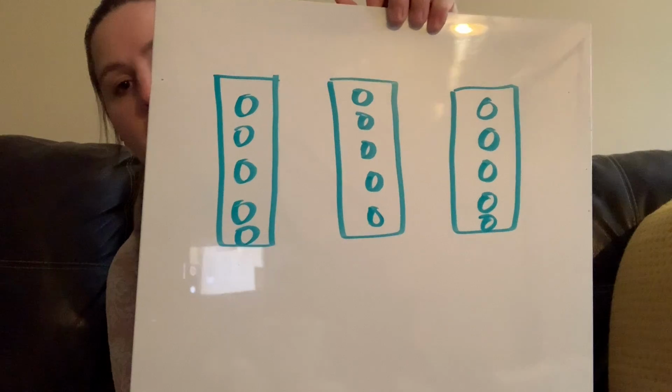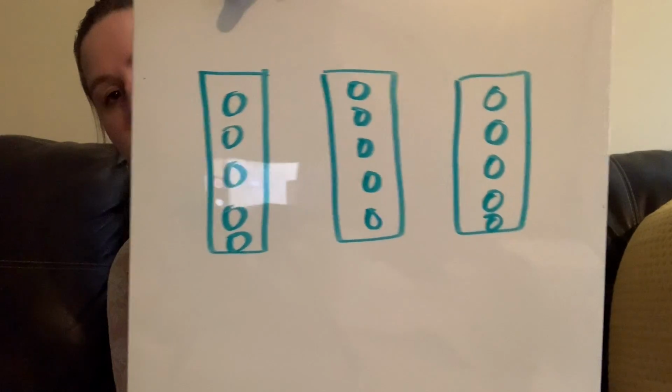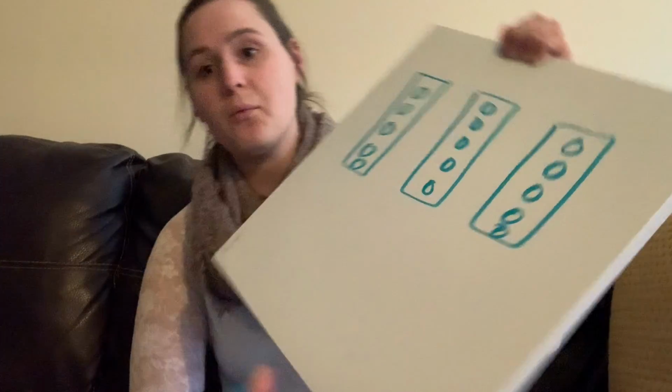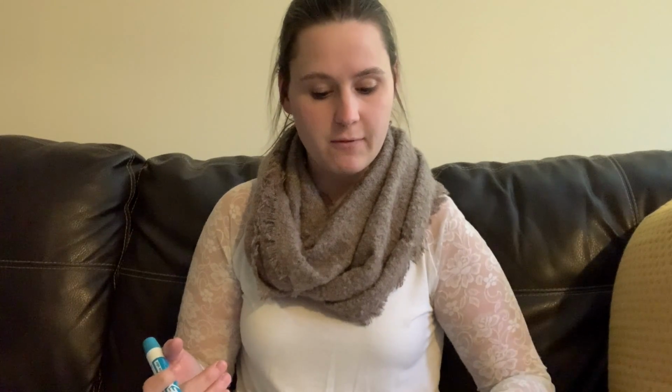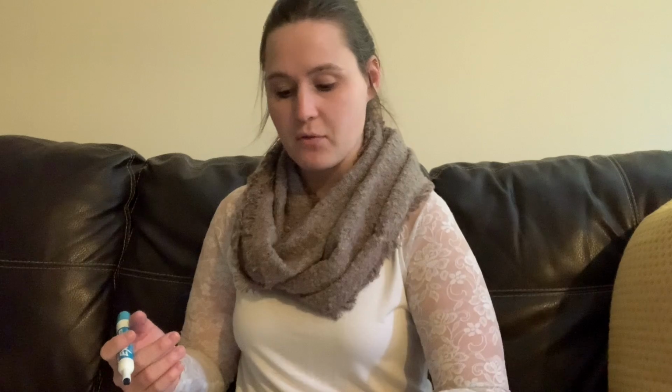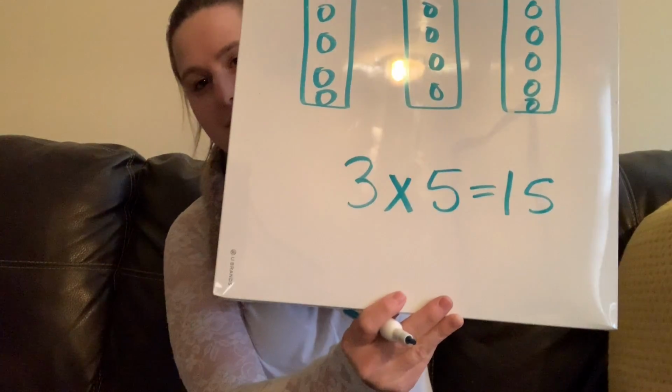Okay, I have 5 circles in each, and then we can add them up together to see how much we get. So 1, 2, 3, 4, 5, 6, 7, 8, 9, 10, 11, 12, 13, 14, 15. So we have 15 buttons. Another way that we can say that is 3 times 5 equals 15. All right, so let's write that down on our paper.